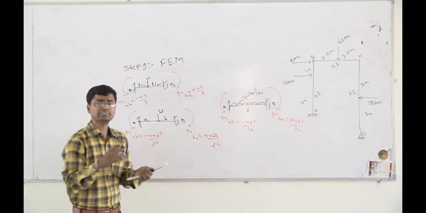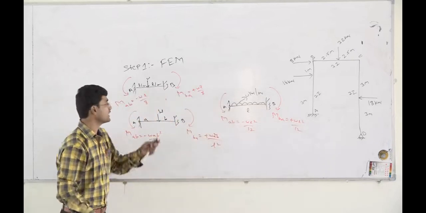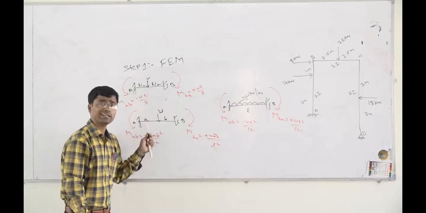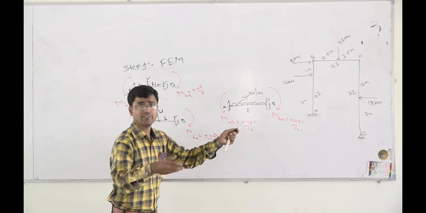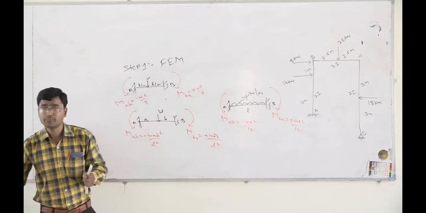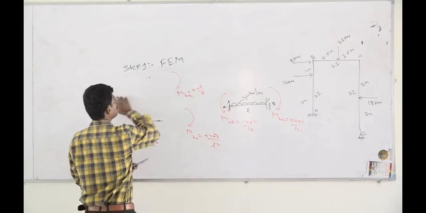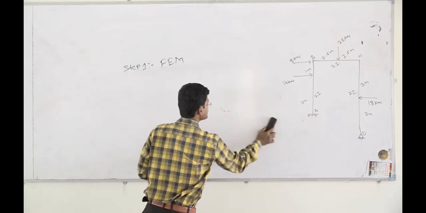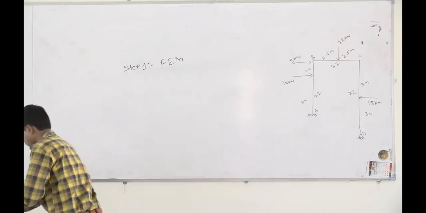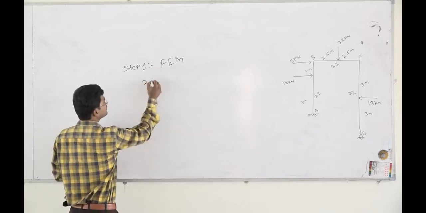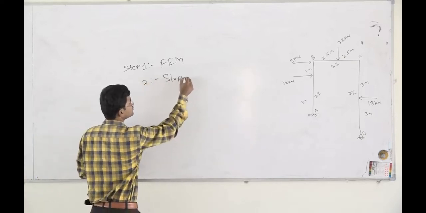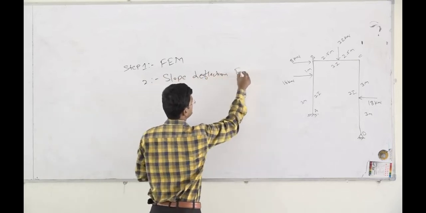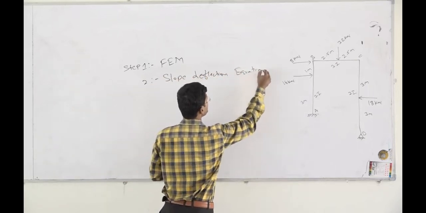So these are the basic fixed end problems we have: a point load acting at the center, a point load acting at distance a and b, and a complete UDL. So this is our step 1, which is nothing but the fixed end moments. Once we have got our fixed end moments, the second step is we have to use the slope deflection equation. What is our slope deflection equation?